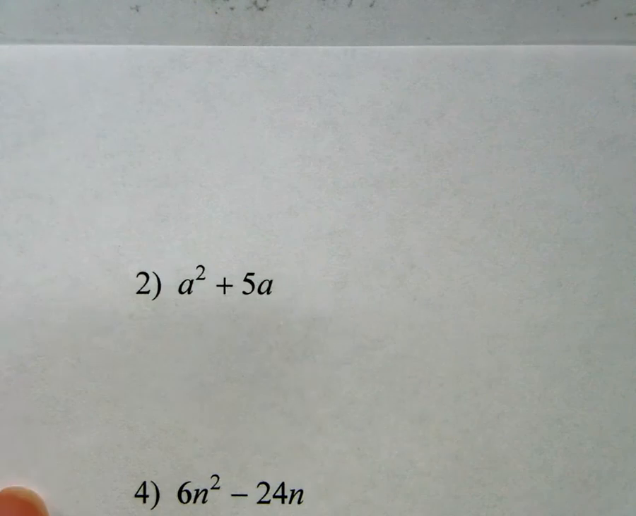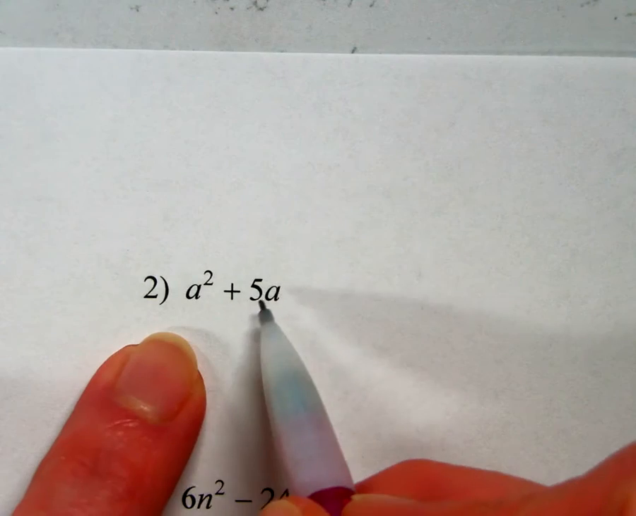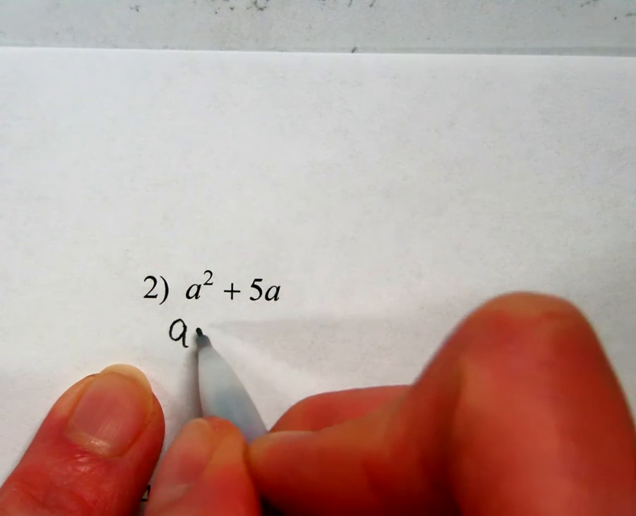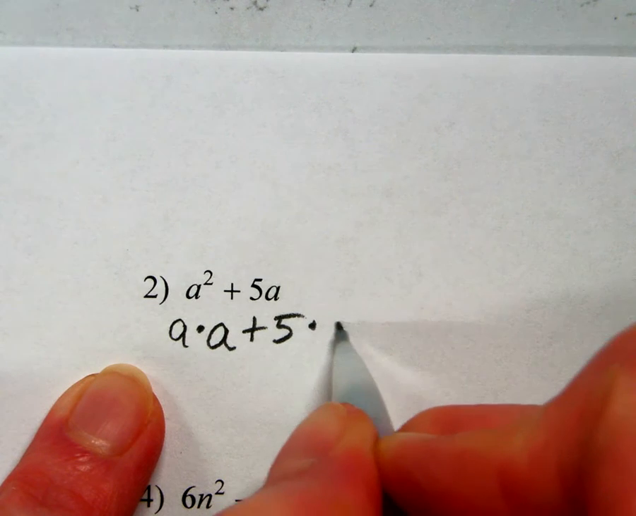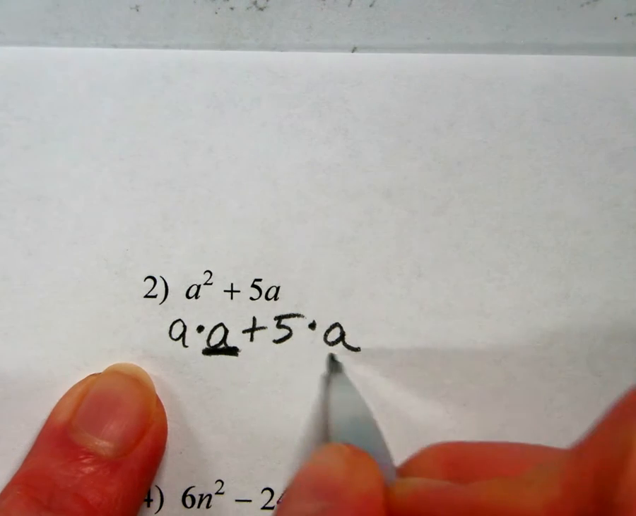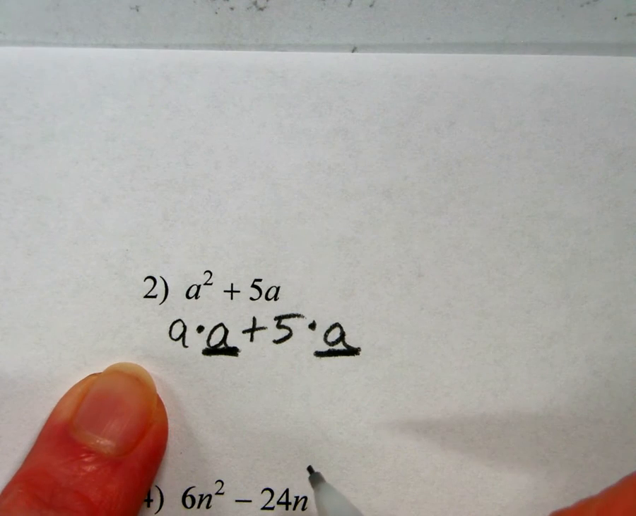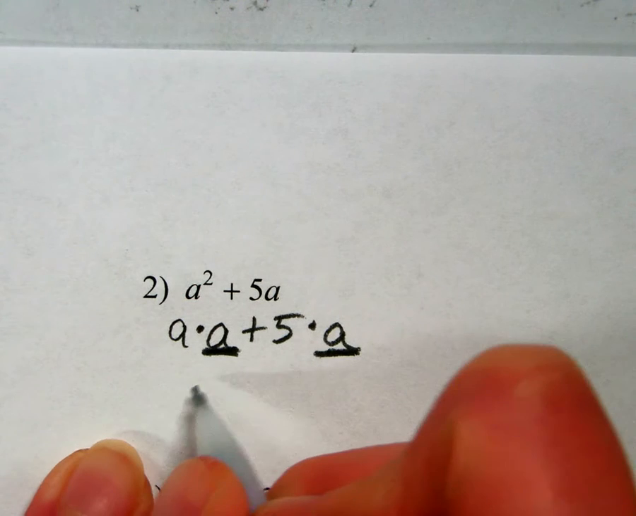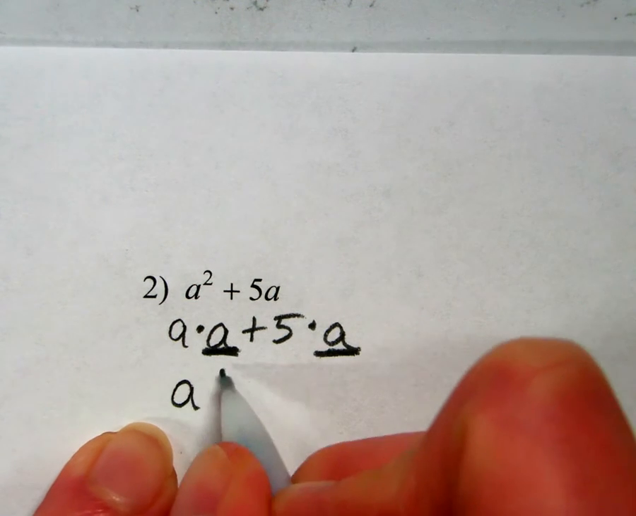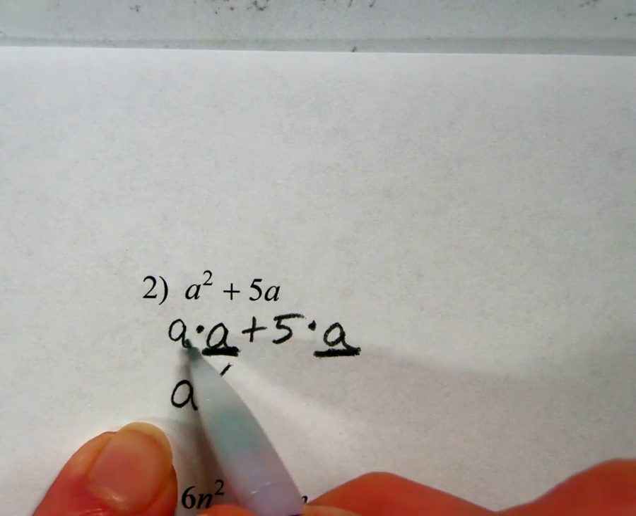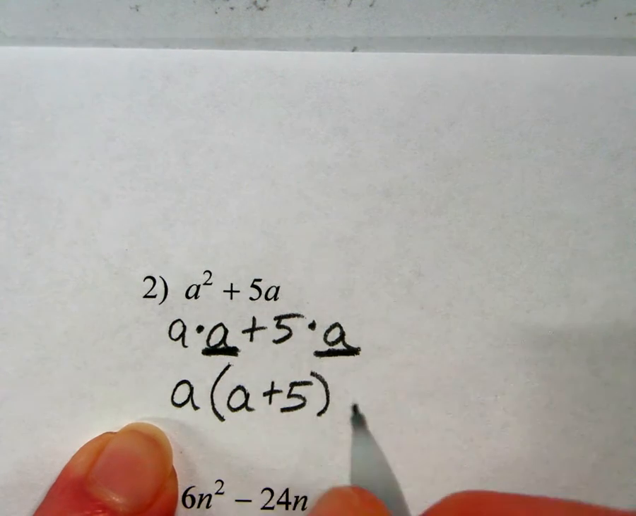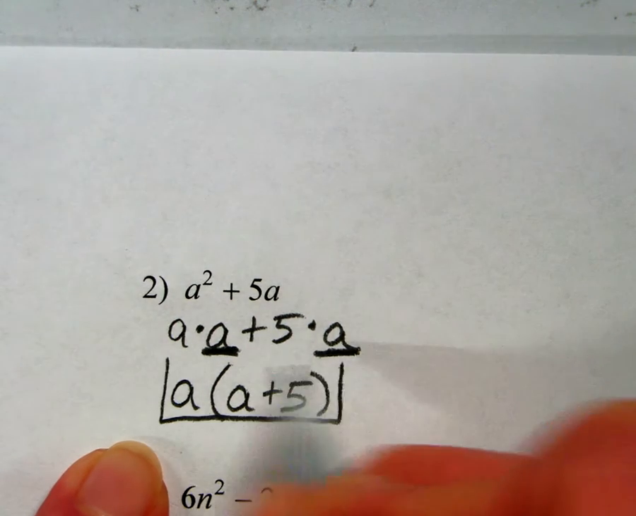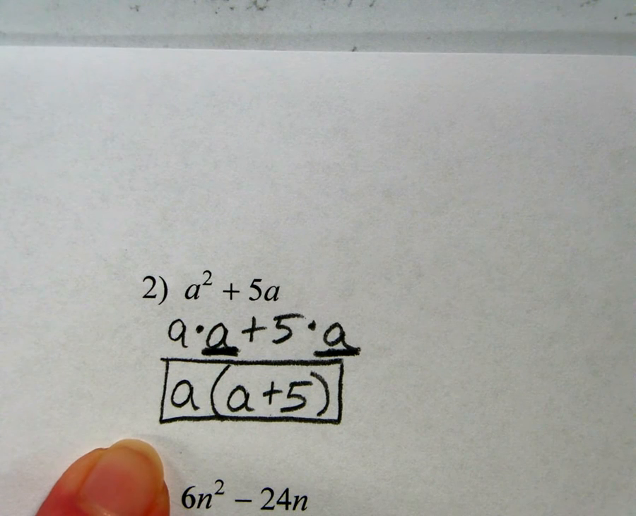Okay, let's take a look at number 2. Number 2 is very similar. I could expand this and write it as a times a plus 5 times a, and I can take an a out of both terms. That's a common factor that both terms have. So that is what will go in front of my parentheses, and then anything that's left that they did not have in common goes inside the parentheses. So we would have a plus 5.